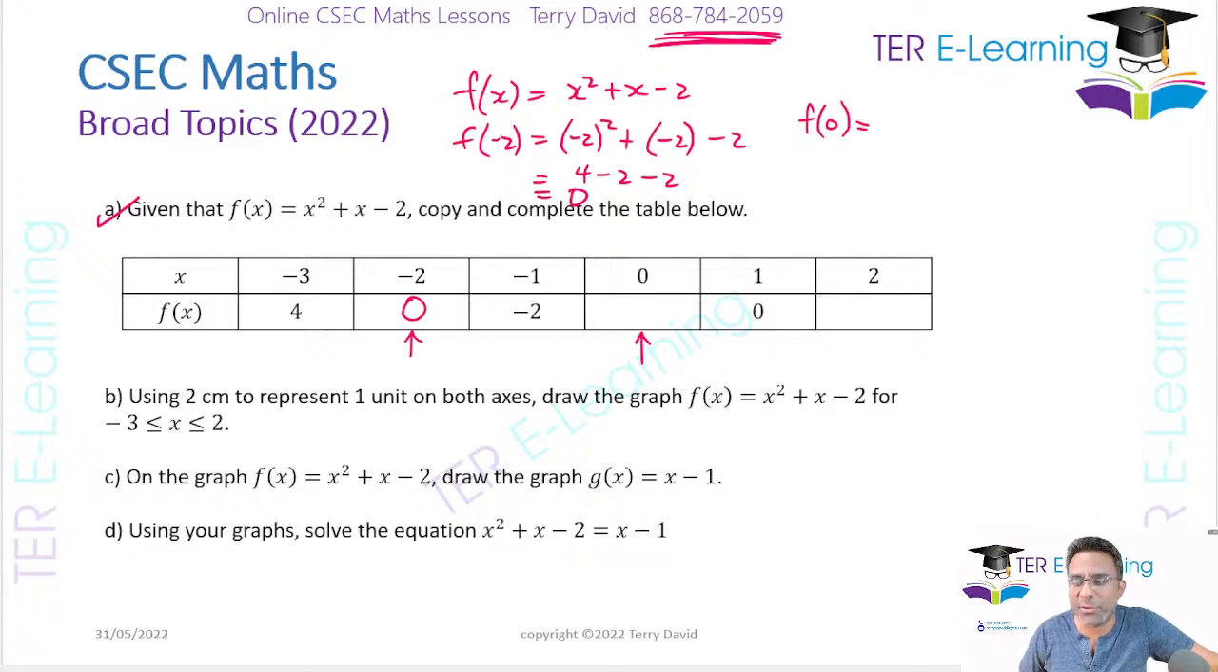Alright, I'm seeing you are getting minus 2. Let's see if that's correct. So f of 0, I'm going to plug 0 into this thing here. So that's going to be 0 squared plus 0 minus 2. So 0 squared is 0, plus 0 minus 2 is going to give me minus 2. So you all are correct. This is minus 2. What about the last one? What is f of 2?